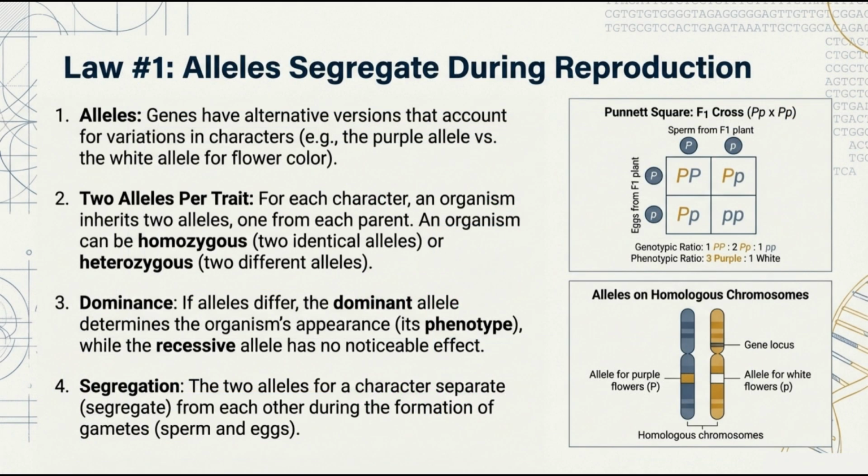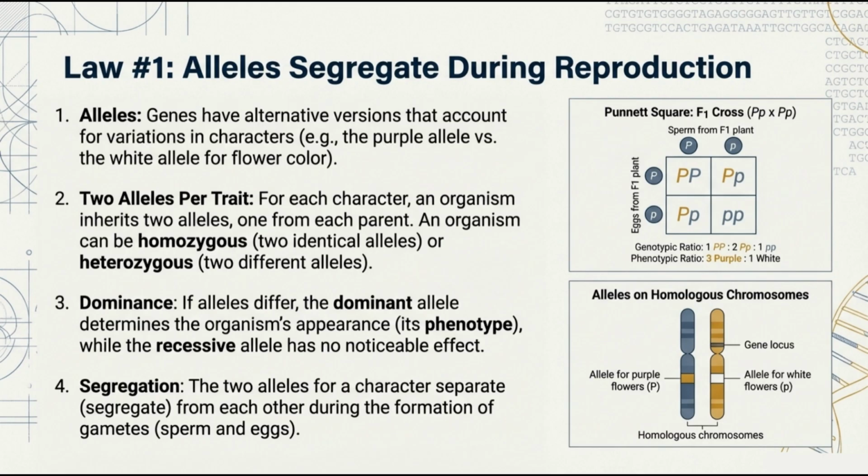It does. When you map that out in the Punnett square, you can see the outcome clearly. The offspring will have a 1 to 2 to 1 genotypic ratio: 1 homozygous dominant, 2 heterozygotes, and 1 homozygous recessive. Exactly. And because the dominant allele masks the recessive one, that genotype ratio translates into the classic 3-to-1 phenotypic ratio. 3 purple flowers for every 1 white flower. And that 3-to-1 ratio is the proof. It shows the factors are separating and keeping their identity.